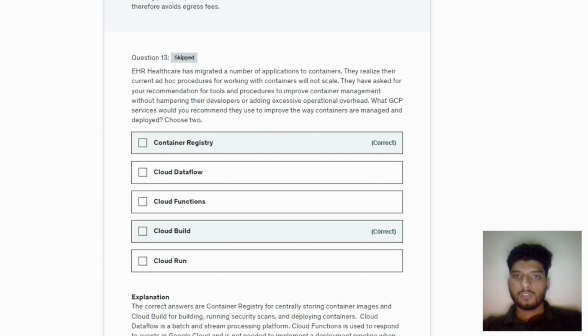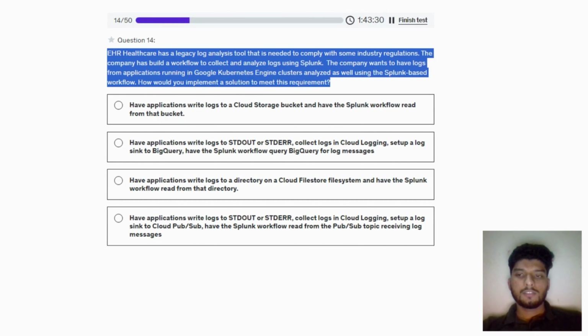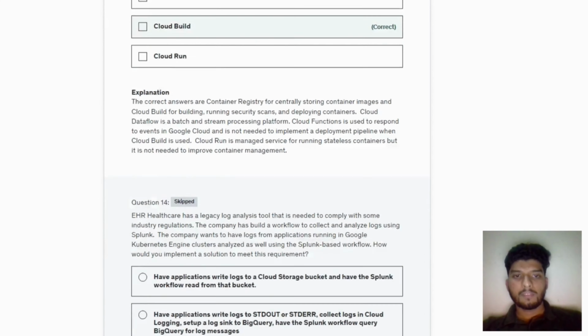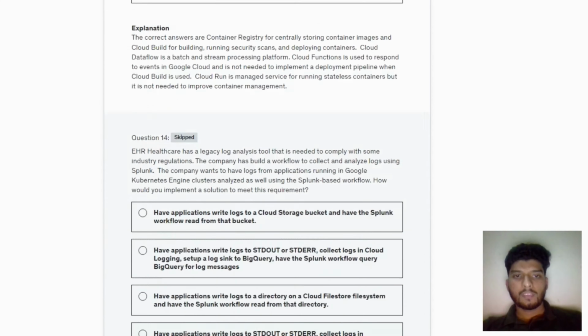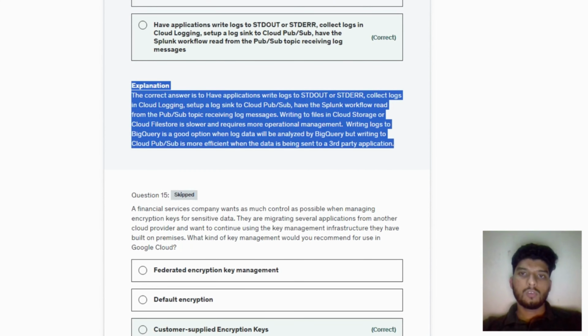So guys, moving ahead to question 14. Here is question 14 and you have to select the right answer. The right answer is option D: have the application write logs to stdout or stderr, collect the logs in Cloud Logging and set up a log sink to Cloud Pub/Sub, have the Splunk workflow read from the Pub/Sub topic receiving log messages. And here is the explanation of option D.